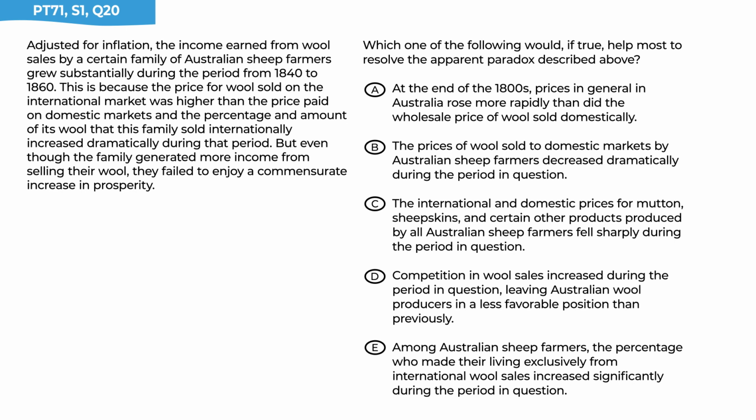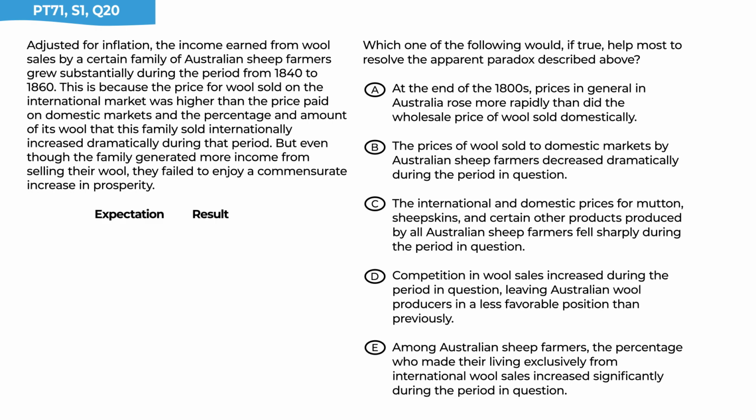And the percentage and amount of its wool that this family sold internationally increased dramatically during that period. They're crushing it. But, and here's the problem, even though the family generated more income from selling their wool, they failed to enjoy a commensurate increase in prosperity. All right, so what's the expectation?